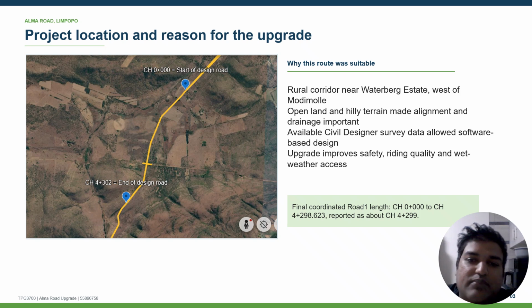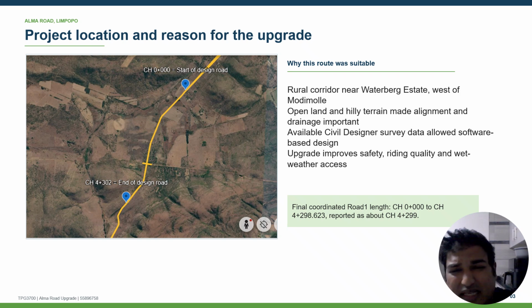The road selected for this project is Alma Road near Waterberg Estate, west of Modemole in Limpopo. I chose this road because the route could be viewed in Google Earth. This is my Google Earth image, and my two chainage points. There was also usable survey and road information available in Civil Designer, which was given to me, that made it a practical route for doing a software-based design.